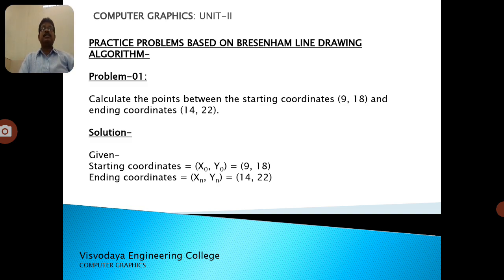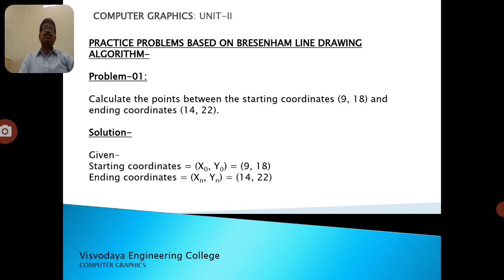Before we take this example, we need to understand again the points of Bresenham's line drawing algorithm. The starting and ending coordinates are x0, y0 and xn, yn, and we find the delta x value and delta y value, where delta x equals xn minus x0 and delta y equals yn minus y0. Then we find the decision parameter pk, which is taken as pk equals 2 into delta y minus delta x. That is the standard notation of Bresenham's algorithm.